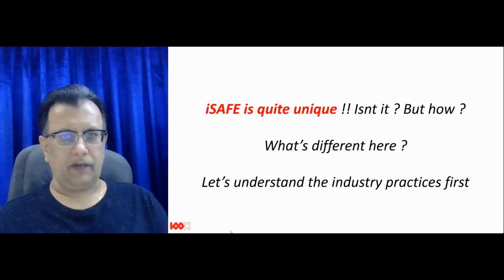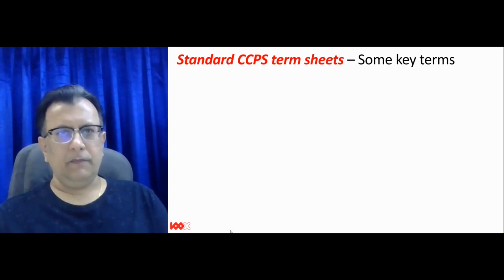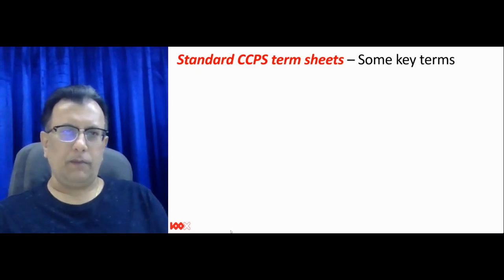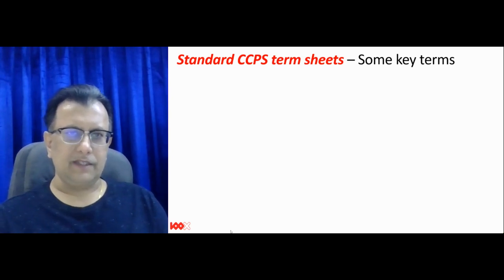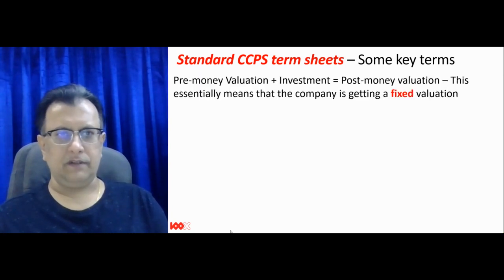iSAFE is quite unique, right? But why? How? What's different here? Let's see the industry practices first. We spoke about the standard CCPS term sheets, right? Before we understand what the differences are between iSAFE, which is also a CCPS, and a standard CCPS term sheet, what are the key terms that actually appear in the term sheet that you might get from an investor, from a VC, from an institutional investor?